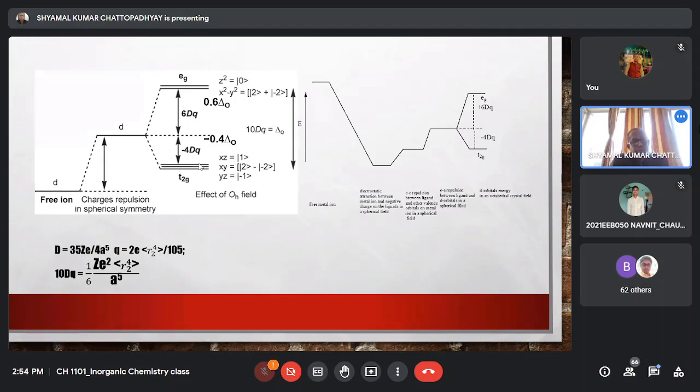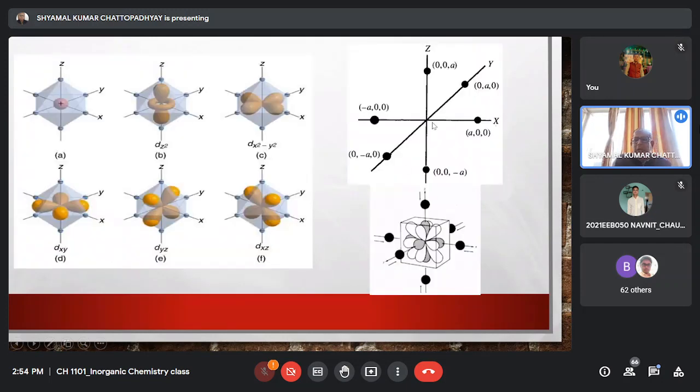Now, it is D multiplied by Q. Remember, it is not D subscript Q. Now, what is Dq? I have written it here. D and Q have their own expressions. You need not remember this, it is just for your convenience or understanding. I have written here that D stands for this expression: 35 Ze by 4a to the power 5, where Z means the charge of the metal ion, and a according to this nomenclature is the metal-ligand distance.